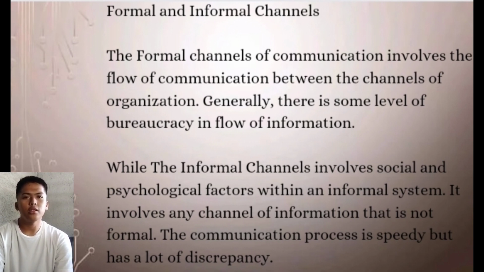Generally, there is some level of bureaucracy in the flow of information, while the informal channels involve social and psychological factors within an informal system. It involves any channels of information that are not formal. The communication process is speedy but has a lot of discrepancy.